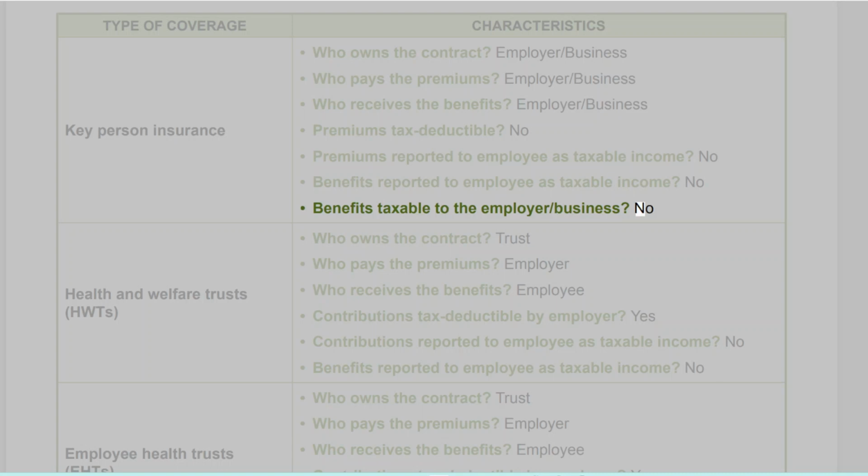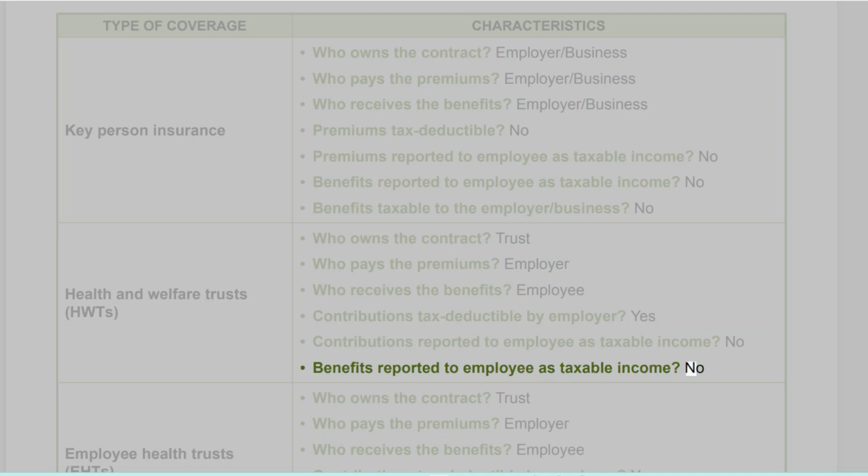Health and welfare trusts, HWTs. Who owns the contract? Trust. Who pays the premiums? Employer. Who receives the benefits? Employee. Contributions tax deductible by employer? Yes. Contributions reported to employee as taxable income? No. Benefits reported to employee as taxable income? No.